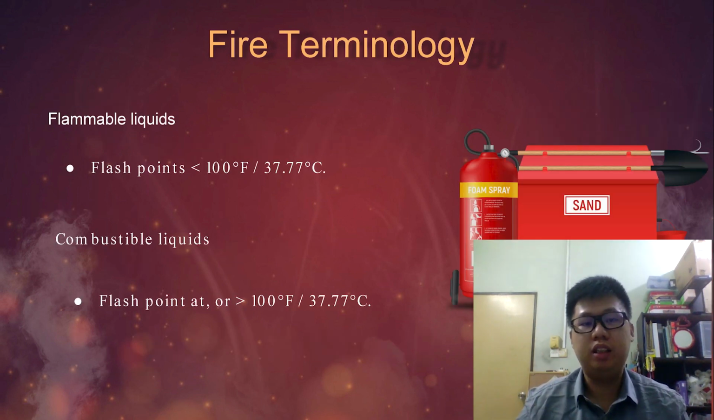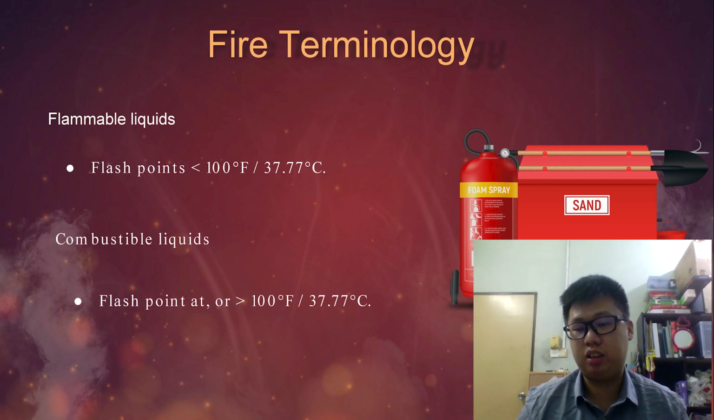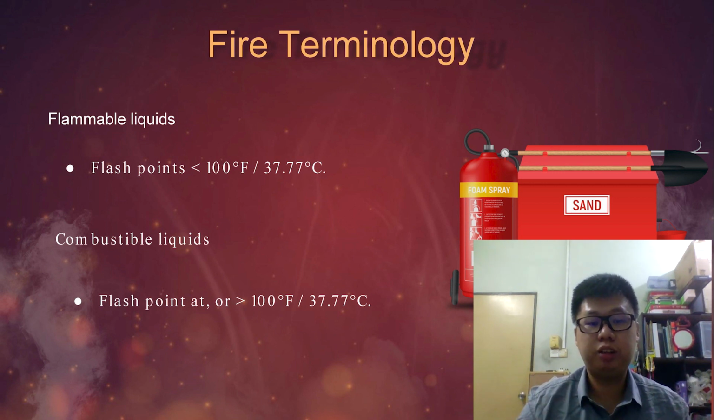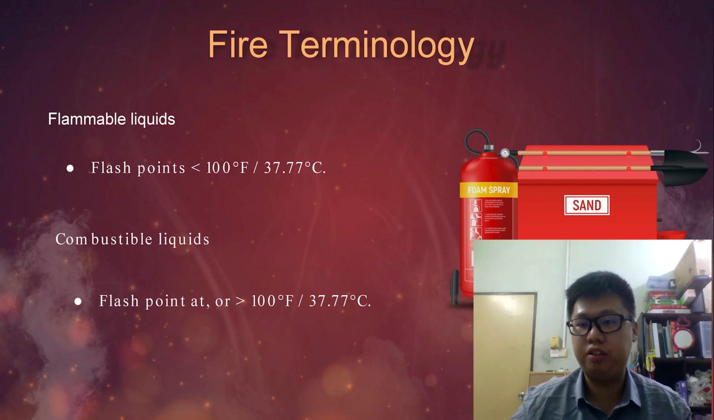The fourth one is the flammable liquid. So a flammable liquid has a flash point lower than 100 Fahrenheit or 37.77 degrees Celsius. The fifth one is the combustible liquid, which has a flash point at or greater than 100 Fahrenheit or 37.77 degrees Celsius.